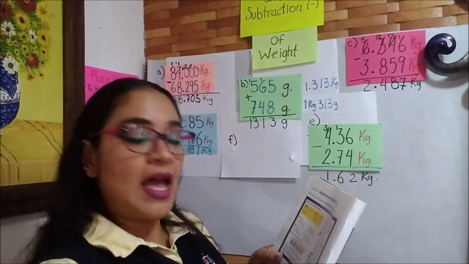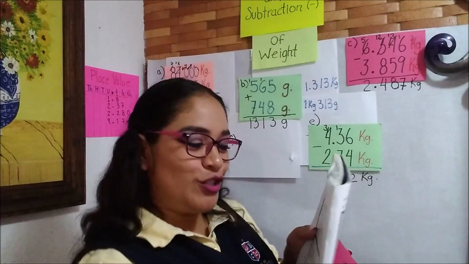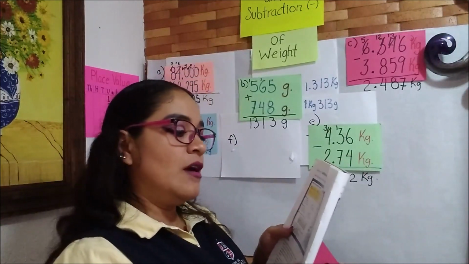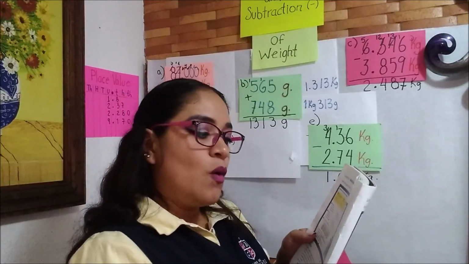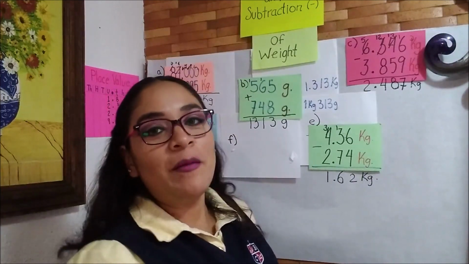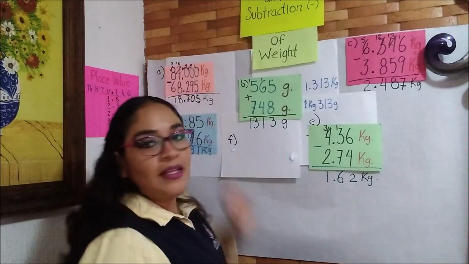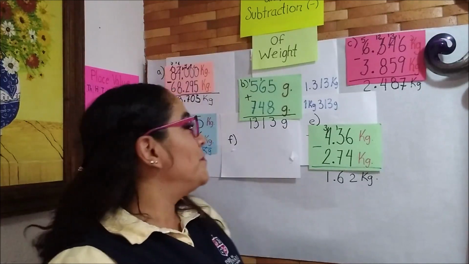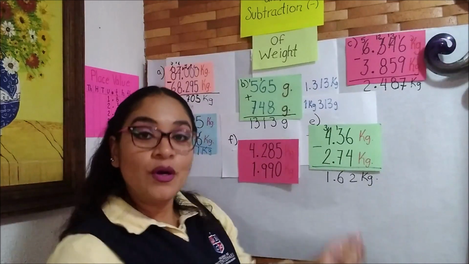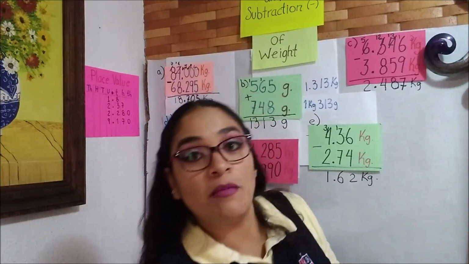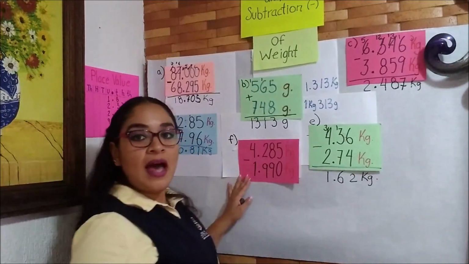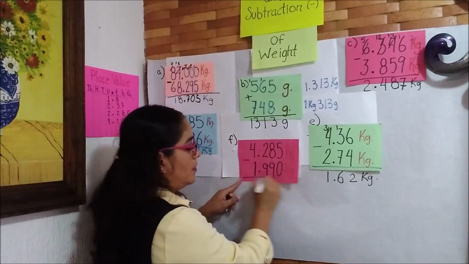F, 4.285 kilograms of rice is poured into 2 bags. If one bag has 1 kilogram 990 grams of rice, what is the weight of the rice in the other bag? Sounds familiar again. It looks like the first one and the fish one, right? Well, so what did we do on those problems? We subtract. We have the total amount and we have the weight of one of them.